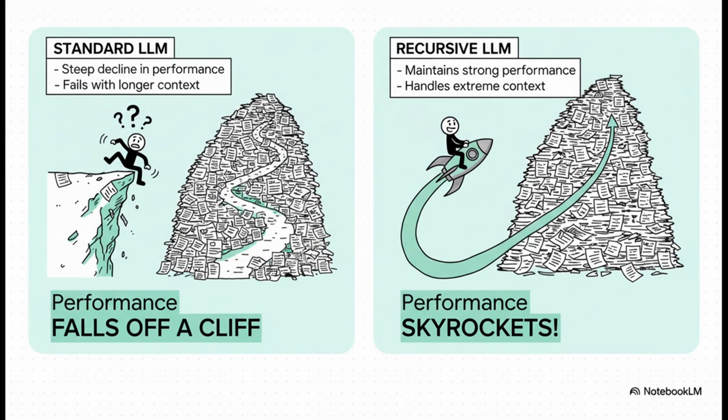And this right here illustrates the problem perfectly. On the left, you've got your standard large language model. You see that line? As you feed it more and more information, its performance just takes a nosedive. It falls right off a cliff. But on the right, that's the new approach we're talking about today, the Recursive Language Model, or RLM for short. Just look at that. The performance stays strong, it stays consistent, even when the amount of input information is massive.